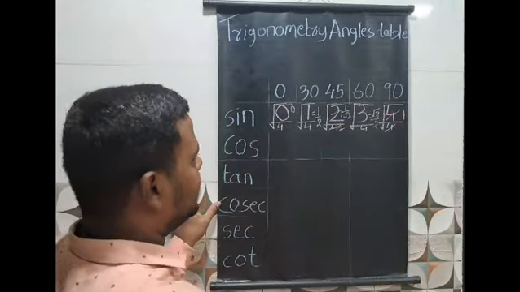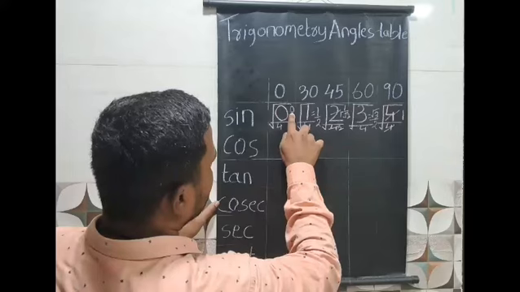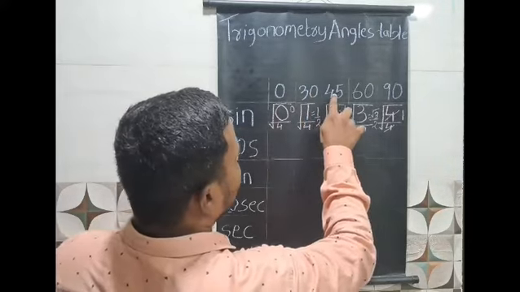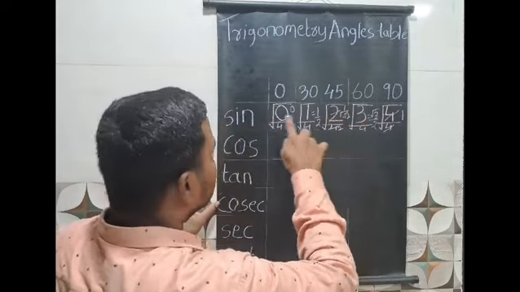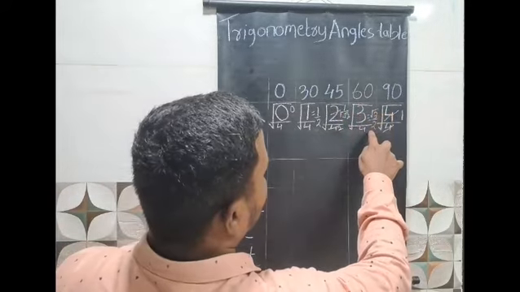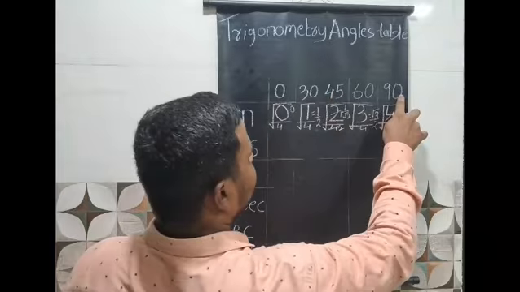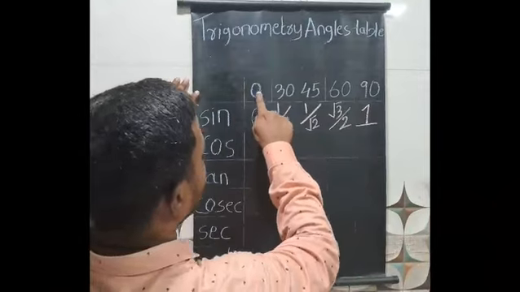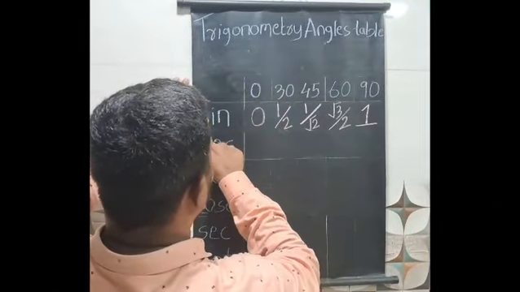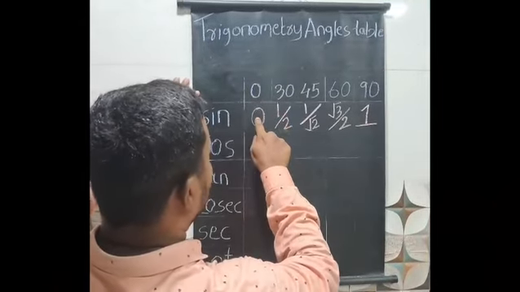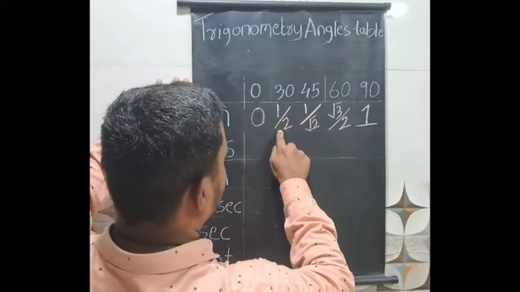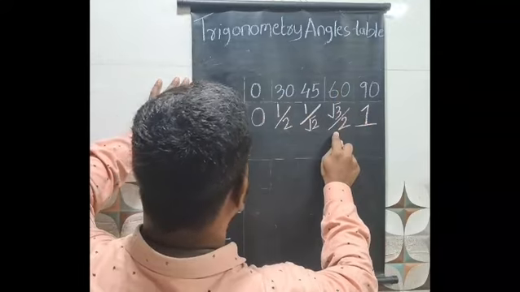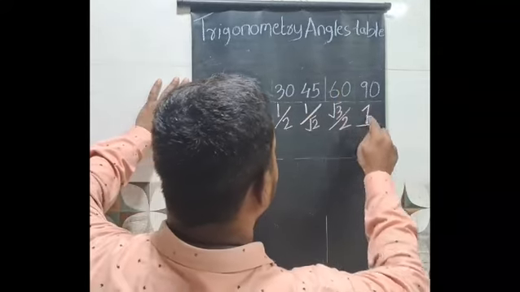So let's reiterate this. Sine 0 is 0. Sine 30 is 1 by 2, that is half. Sine 45 is 1 upon root 2. Sine 60 is root 3 upon 2. And sine 90 is 1. So over here, we have derived all the angles and their values for sine. Sine 0 is 0, sine 30 is 1 upon 2, sine 45 is 1 upon root 2, sine 60 is root 3 upon 2, and sine 90 is 1.